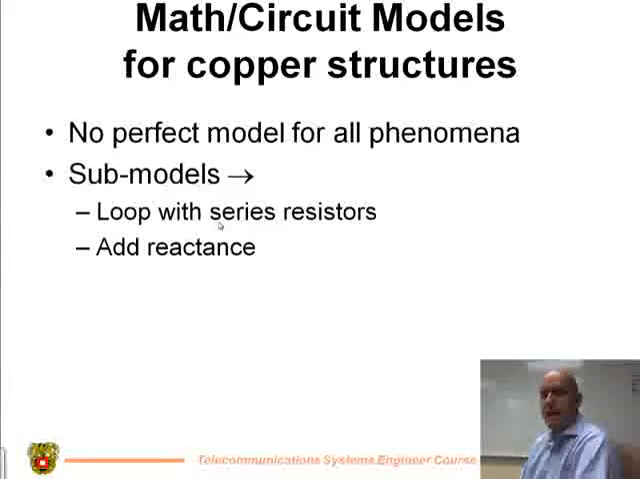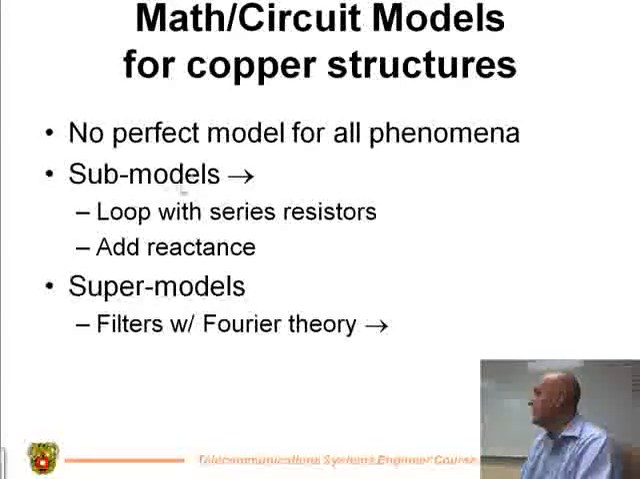When we start talking about a longer transmission line, we have to start thinking about the fact that the wire itself has resistance, right? So we talk about the resistivity, and we talked about this during electronics a little bit. So we think of it as a loop with some series resistors in there. That takes care of the resistivity of the wire. But then we also have to add reactance, because there's inductance from the wire itself, there's capacitance between the wire and ground and between the wire and the return wire.